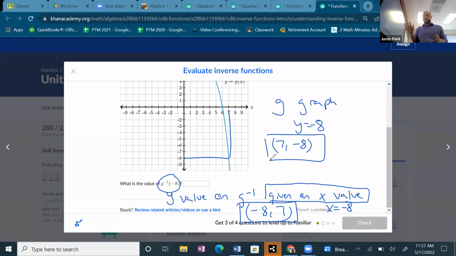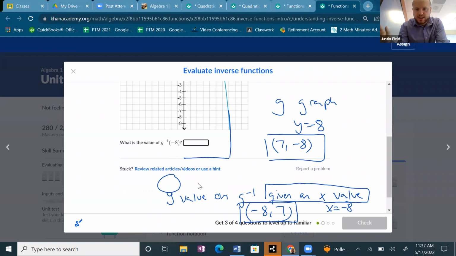Okay, so let's rewind that. They gave us an x value, and they want to know a y value on the inverse. So if they gave us an x value, then they gave us a y value on the original. You're going to have to do this one a few times to get that.